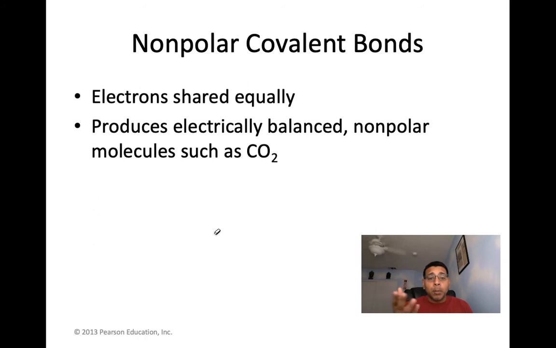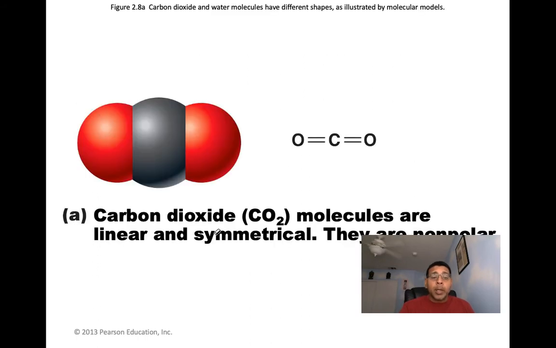One example is carbon dioxide. Here we can see carbon dioxide is linear and symmetrical, and it is considered a nonpolar molecule, where you have equal sharing of electrons taking place.